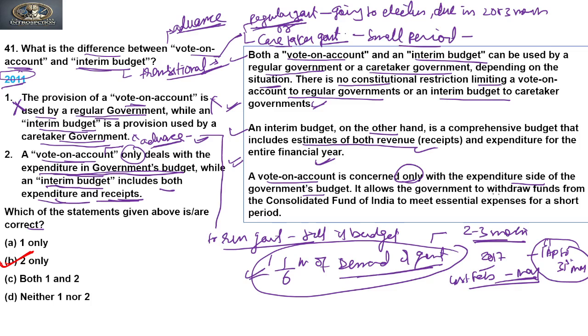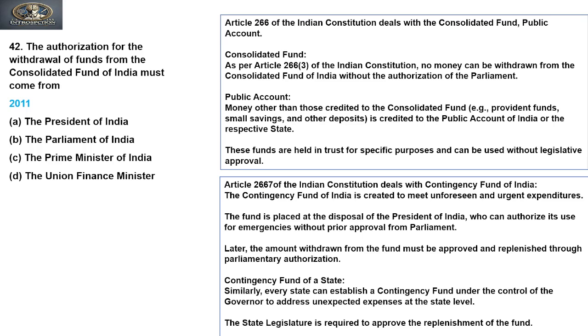It allows the government to withdraw funds from the Consolidated Fund of India to meet essential expenses for a shorter period, and the amount is 1/6 of the total demand for grants granted by the Parliament. Clear? So, these two statements make the second statement true, and these make the first statement incorrect. So we can say that the answer to this question is only 2. Clear? Now let us move to the next question.